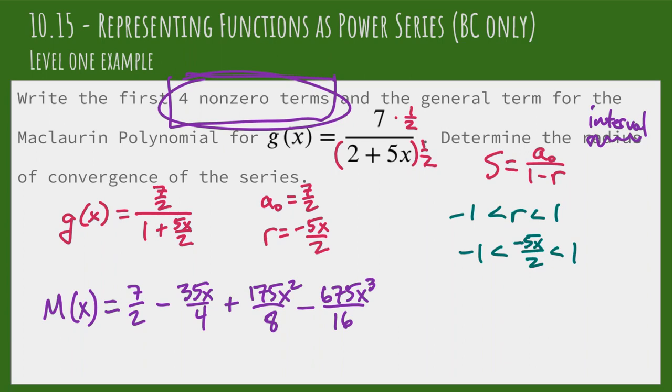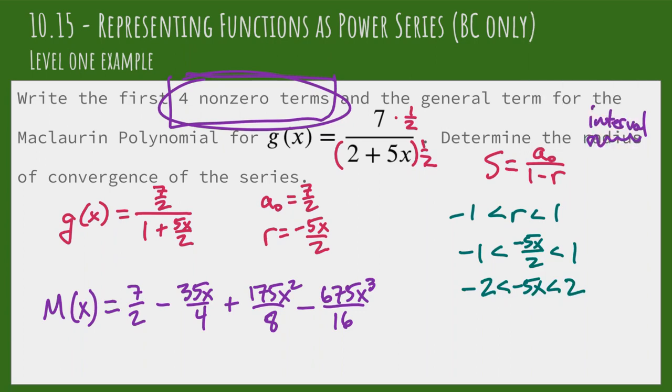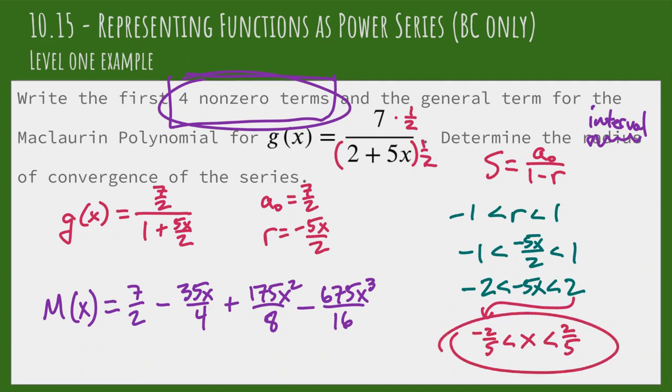Then we multiply by 2, divide by negative 5, and we have to be careful here. If you divide by a negative in an inequality, we flip the inequalities. So we have negative 2/5 is less than x is less than 2/5. So our interval of convergence here is going to be for x values between negative 2/5 and 2/5. Our Maclaurin series will converge, and it will converge to the function.